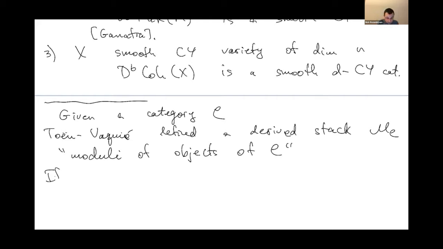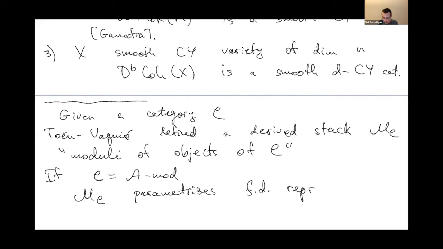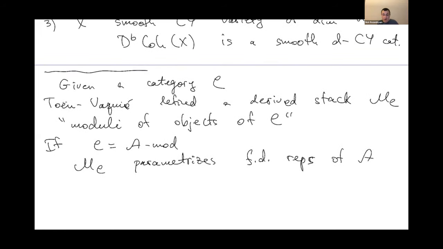So if C is modules over an algebra A, then this moduli space parameterizes finite dimensional representations of A. In particular, inside here, there's something you might call the derived locus where you look at n-dimensional representations of A. So this is, at least in the case of an algebra, something that makes sense.